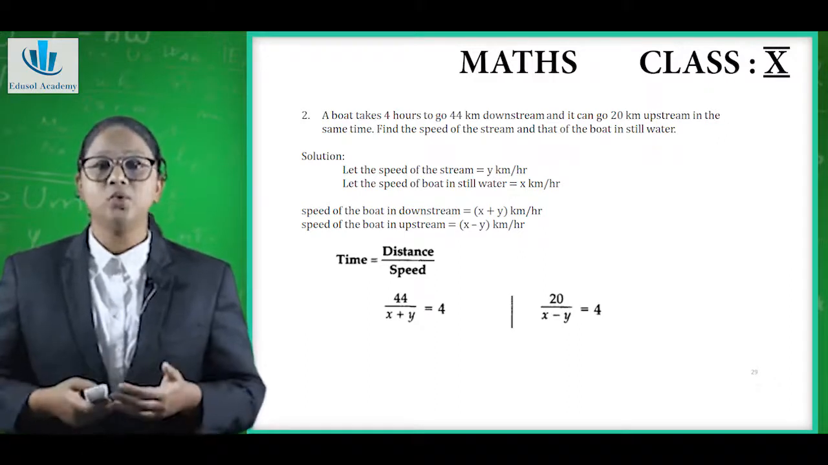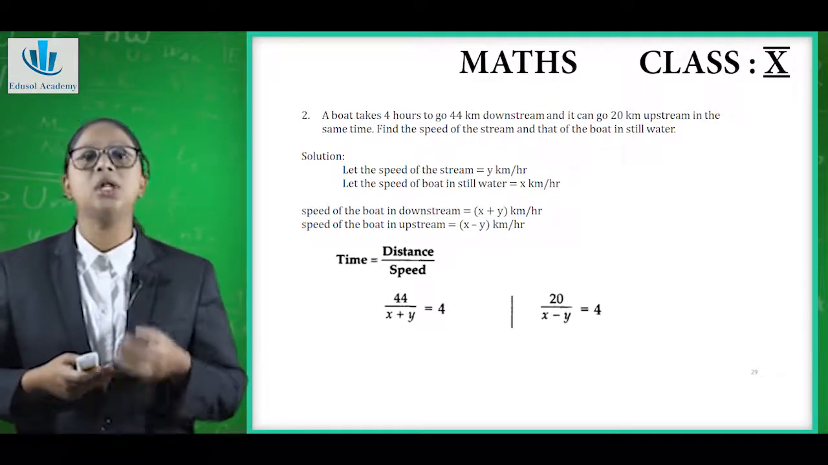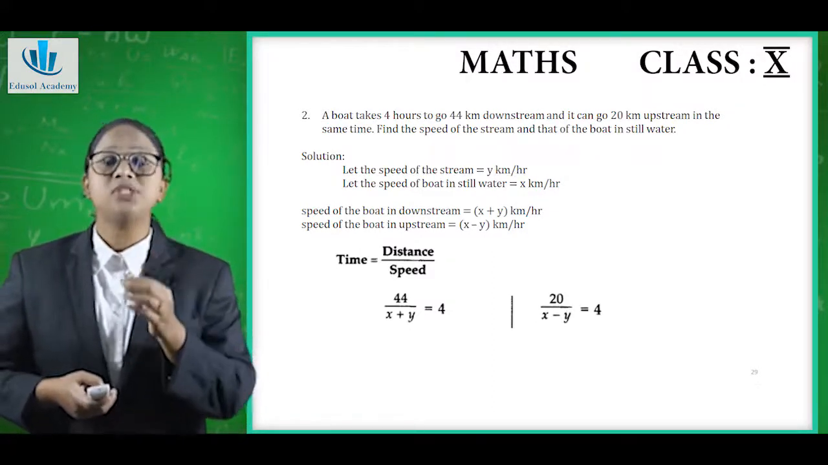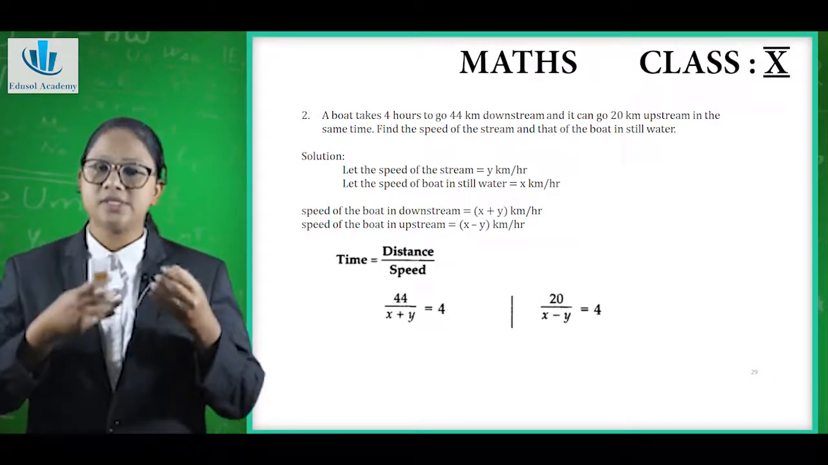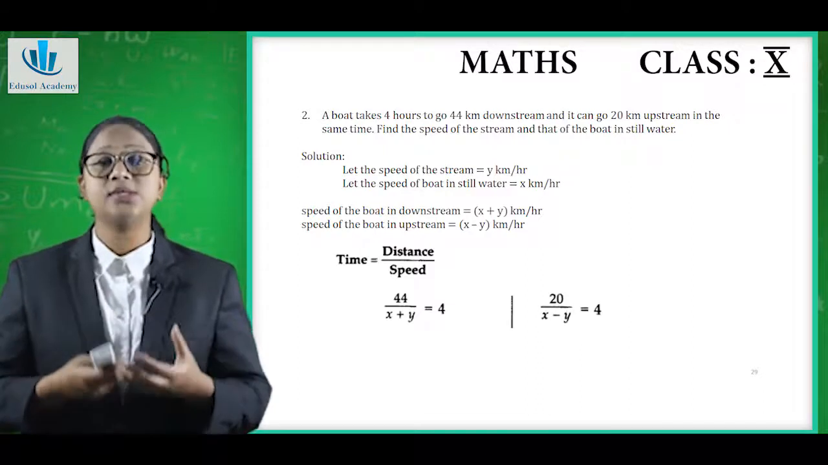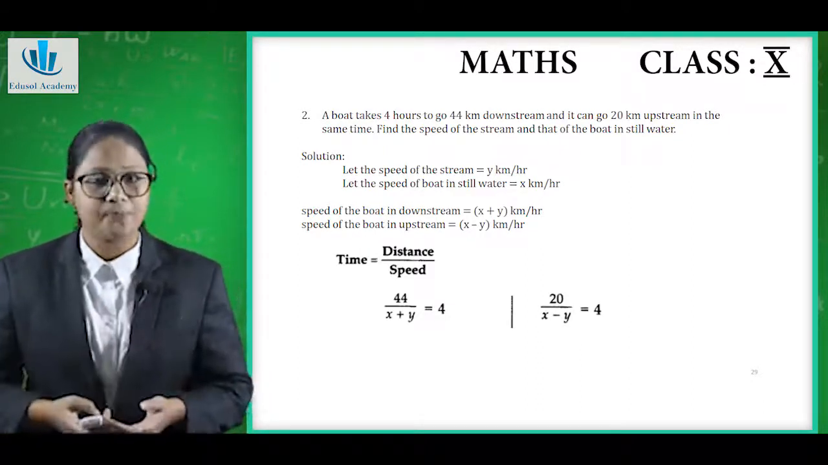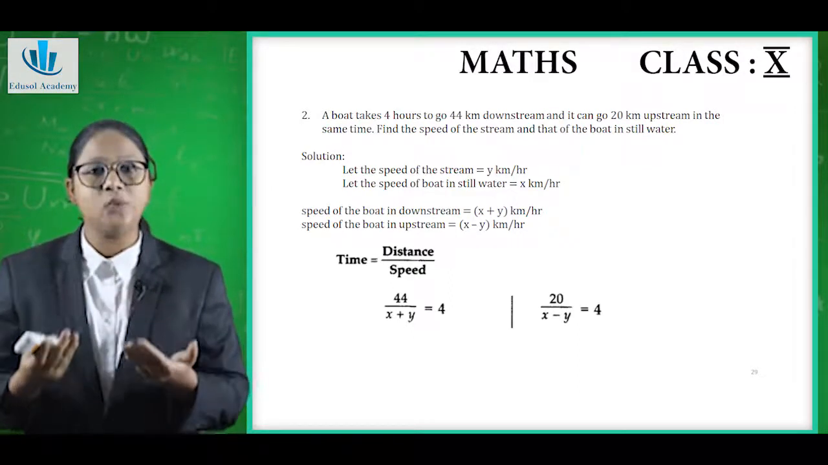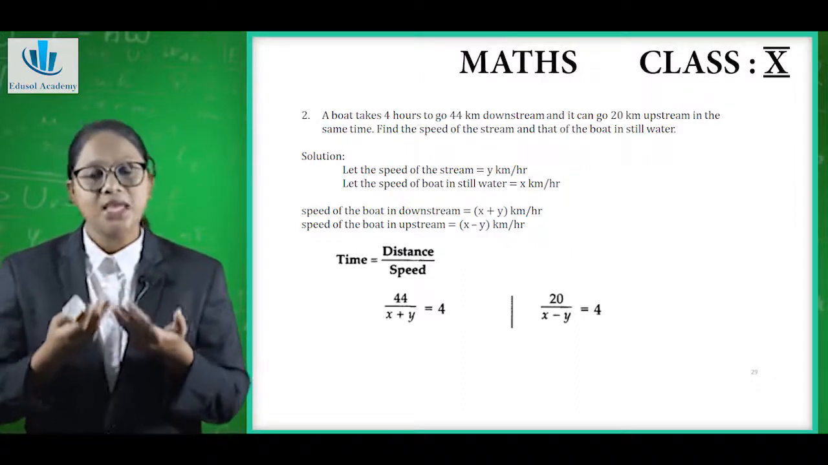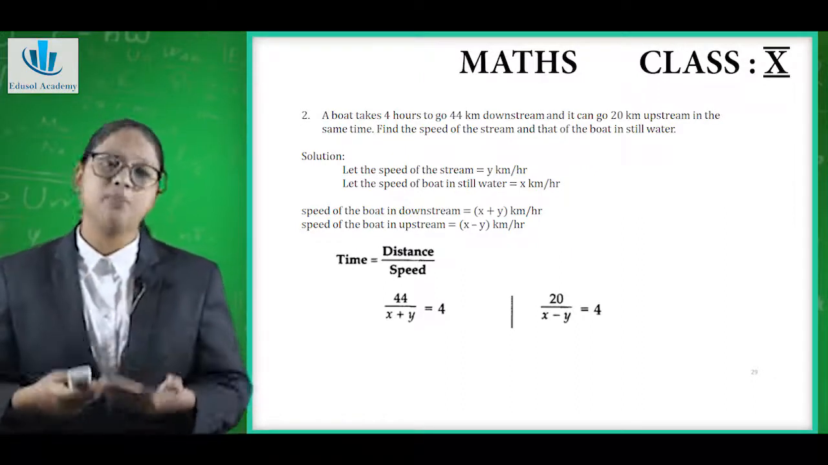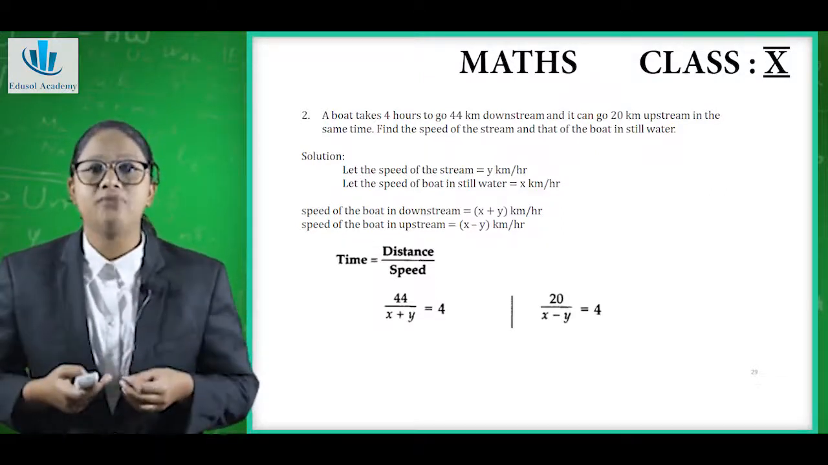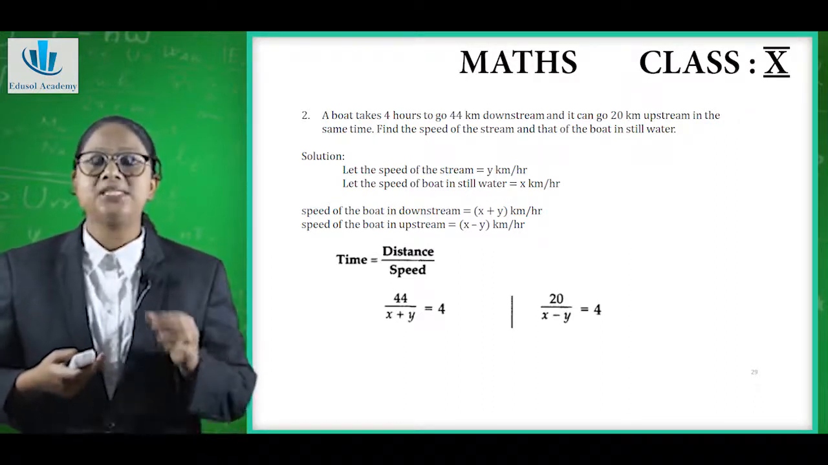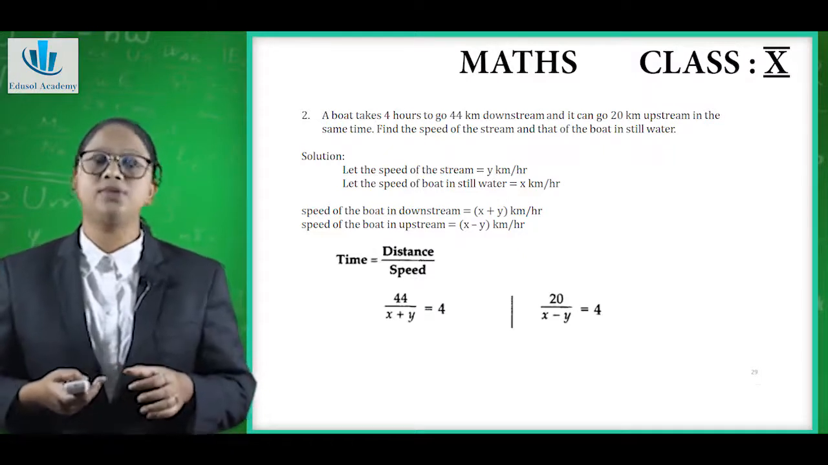Now we have to use the time, distance and speed equation. Why? Because it's been specified that it takes 4 hours to go 44 kilometer upstream. So there is time, there is distance, 44 kilometer, and upstream we have got x minus y. Same condition is applicable for the second case, 20 kilometer downstream. So downstream speed we have given the assumption, x plus y, and it takes the same time, 4 hours. With that, we have formed the equations as 4 is equal to 44 by x minus y and 20 by x plus y is equal to 4.